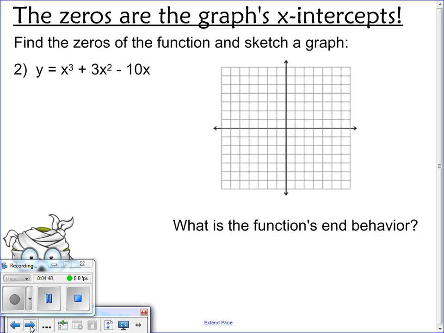All right, take a look at number 2. Find the zeros of the function. What's that mean? Find the zeros. Y equals 0. Make that a 0, and let's just go ahead and solve. So if I go to factor, what's the first thing I do? GCF of just an x. 2x squared plus 3x minus 10.